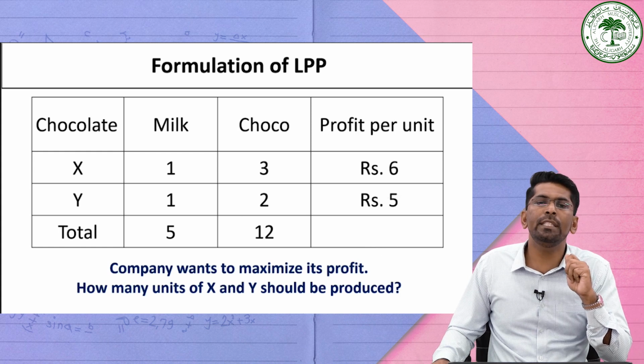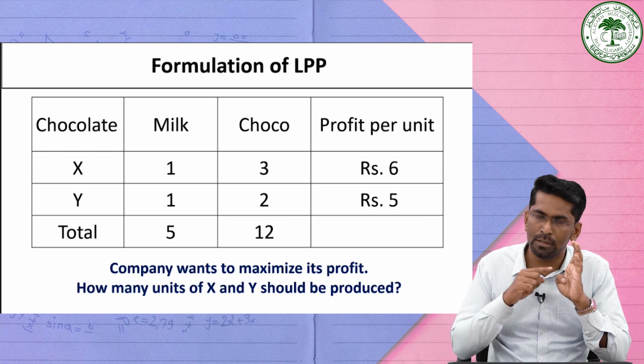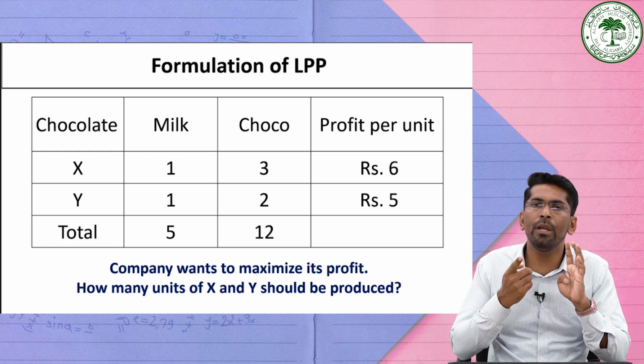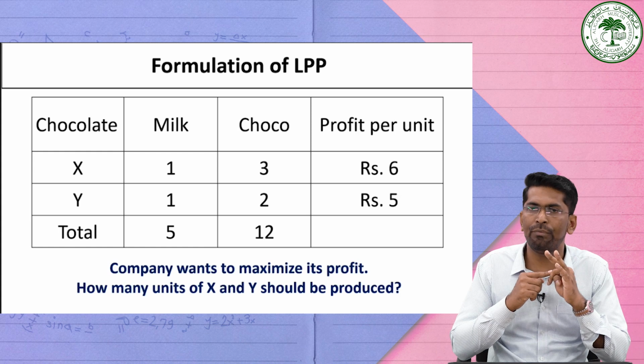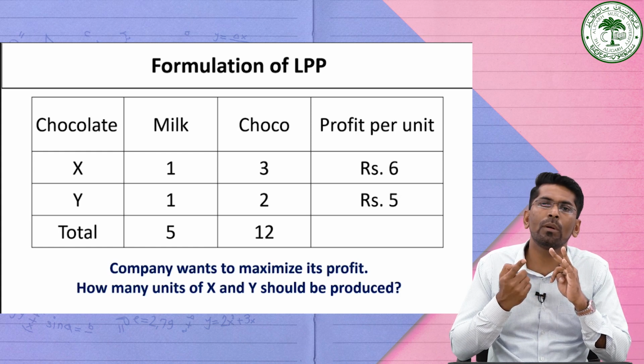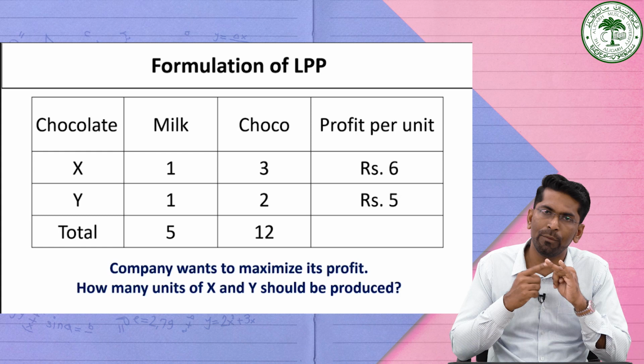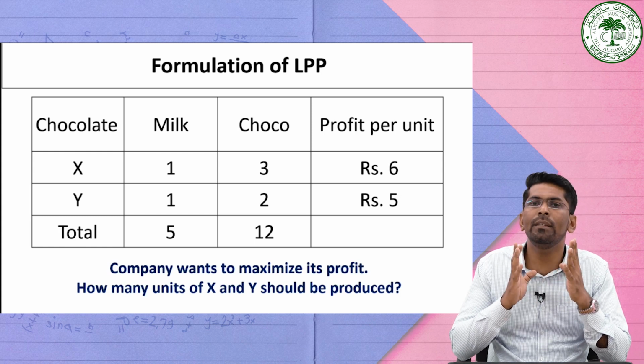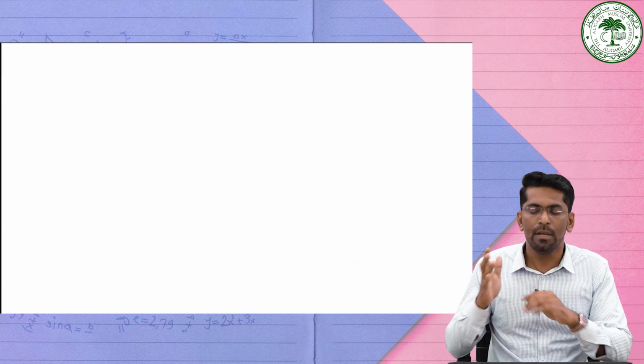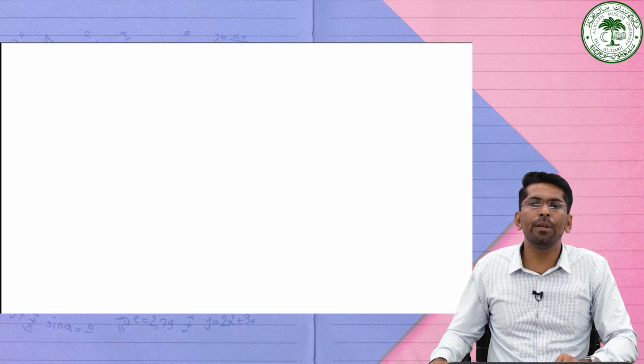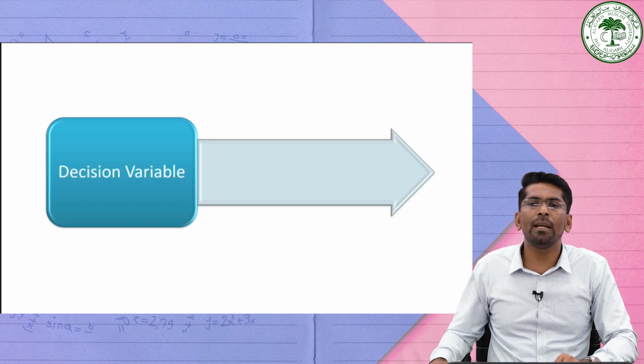See, by using this particular example, we want to identify what the decision variables are. Then we are going for identifying our objective function. Then we will go for identifying what the various constraints are. Then the non-negativity constraints. So here, first we are going to identify what decision variables we have.